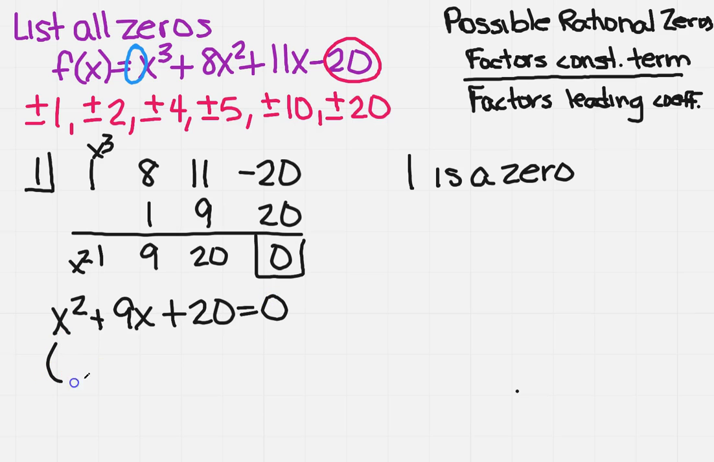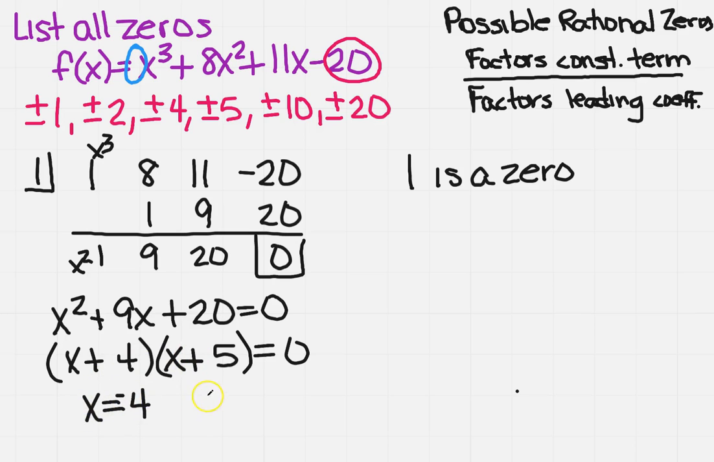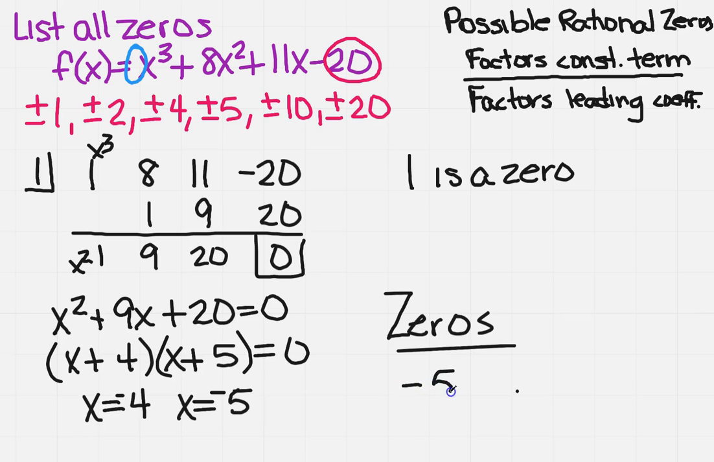Now I need to factor this. So what are the factors of 20 that add up to 9? Well, we've got all of our factors up there, so it's going to be a 4 and a 5. Got an x. And the signs are the same. They're both positive. So I'm going to get x equals negative 4 and x equals negative 5. So that means that all of my zeros are going to include negative 5, negative 4, and 1.